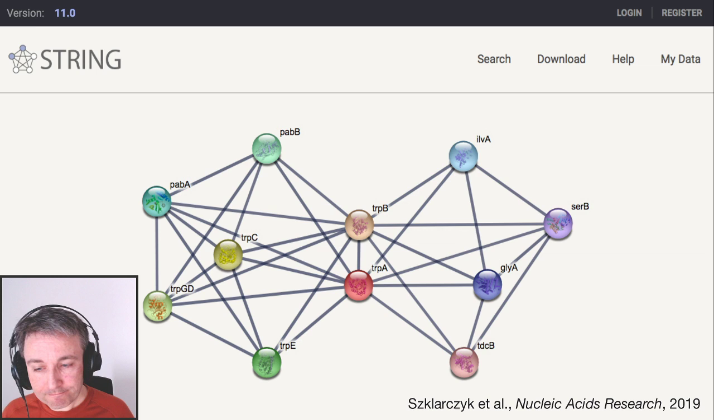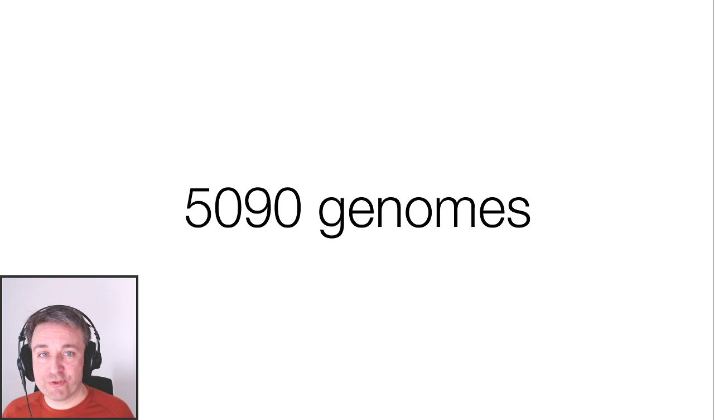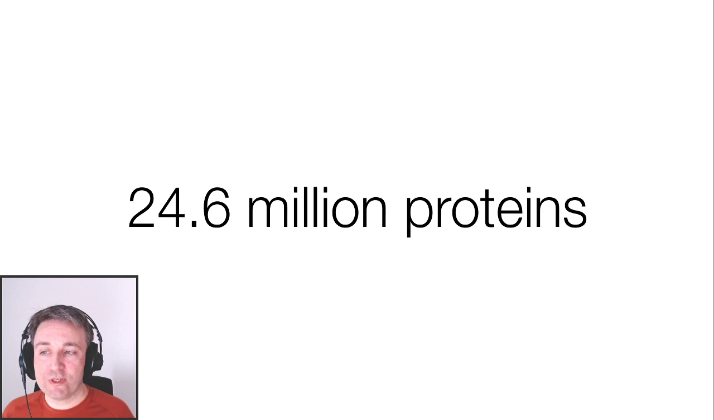Now, the starting point for making the STRING database is a collection of some 5,090 genomes in the latest version. And these encode a total of 24.6 million proteins. And the goal is, of course, to link all of those to each other with functional associations.